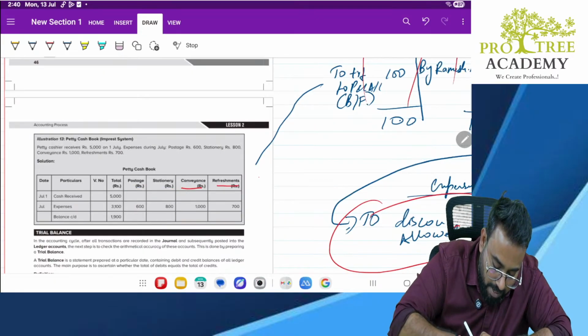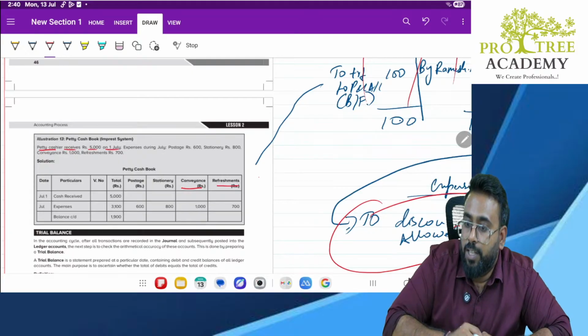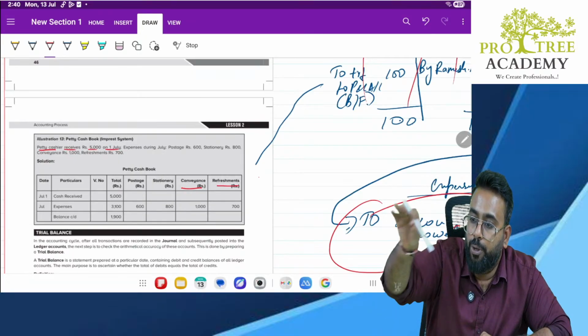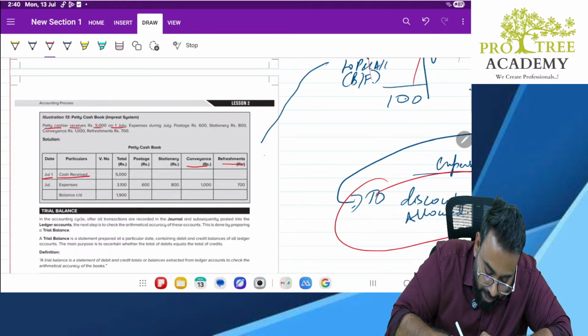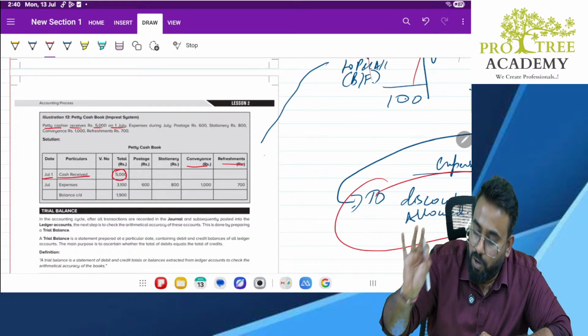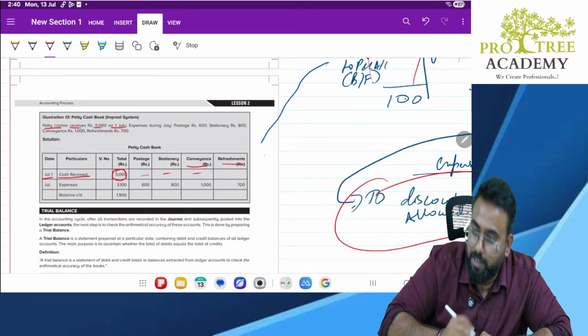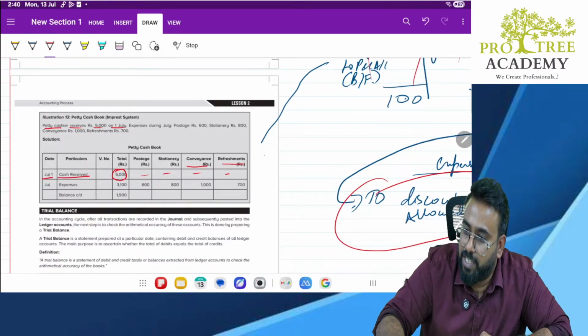Read this question. Petty cashier receives rupees 5,000 on 1st July. So, when you receive the money, how do you record it? Simple, sir. July 1st, cash received. It will come in the total column, but it will not come anywhere else. Why? Because it is not an expenditure yet. Clear? It is not an expenditure yet.